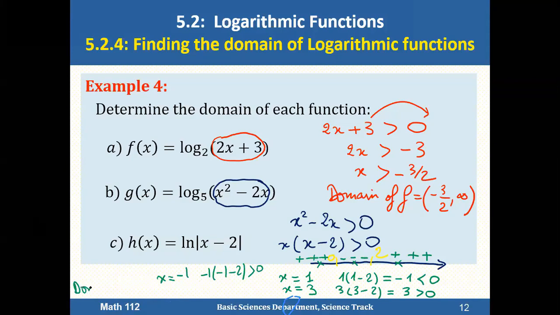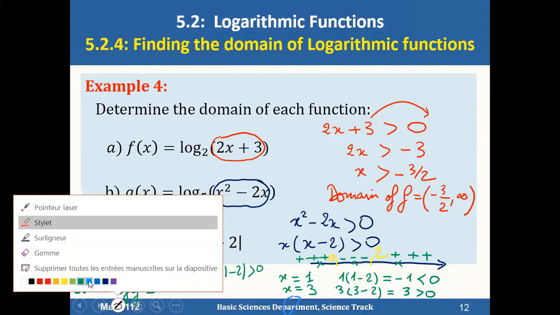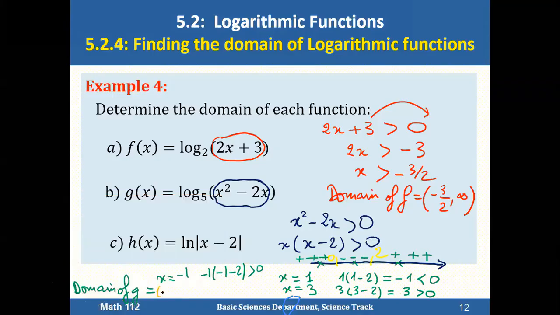So finally what is the domain of G? من سالب ما لا نهاية إلى 0 union من 2 إلى ما لا نهاية. كلهم مفتوحين. So minus infinity to 0 union 2 to infinity. Here and here. لازم نشوفوا وين plus.